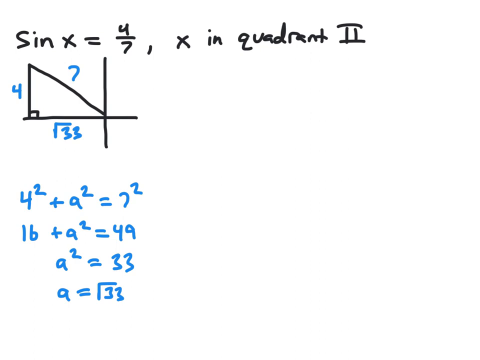Once we know this, then we know that the cosine of x will be formed from the adjacent side, square root 33, over the hypotenuse 7. But then because we're in quadrant 2, the cosine is negative there, so the cosine of x will be negative square root 33 over 7.